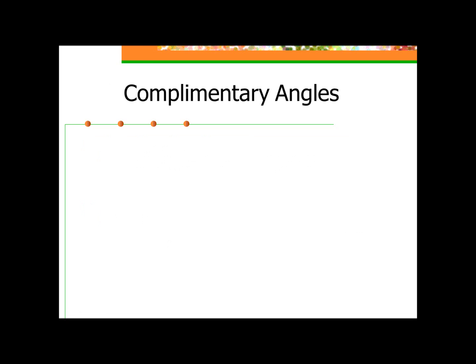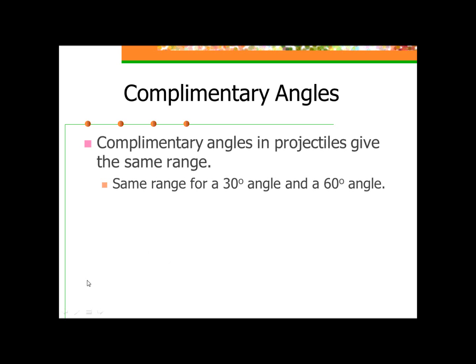So now let's talk about complementary angles. Do you remember what complementary angles are from math? Well, hopefully you do. They are any two angles that add to 90 degrees. So supplementary are the ones that add to 180, but we care about complementary, which add to 90. So a 30-degree angle has a complement of 60 degrees because 60 plus 30 gives you 90.